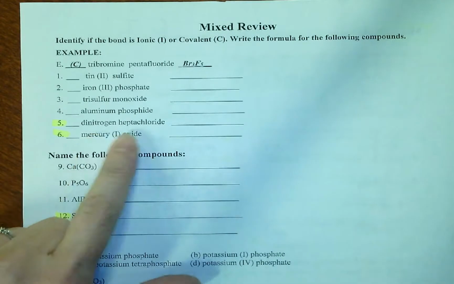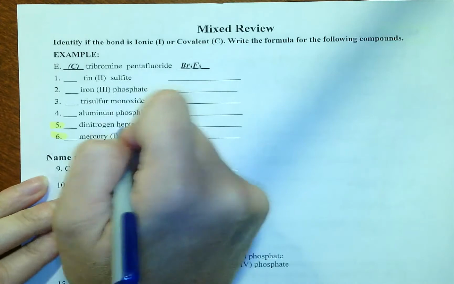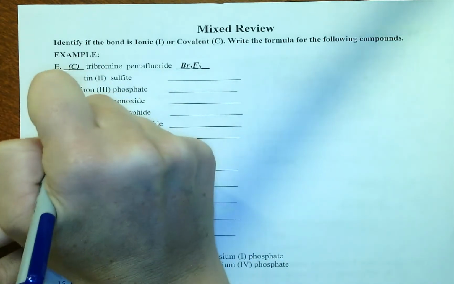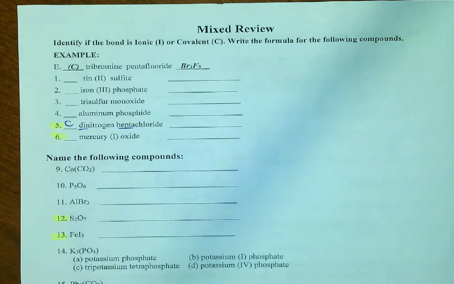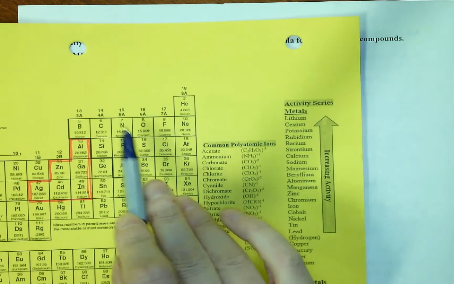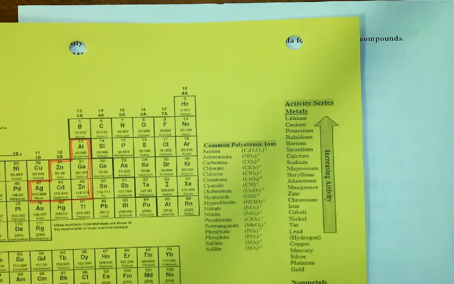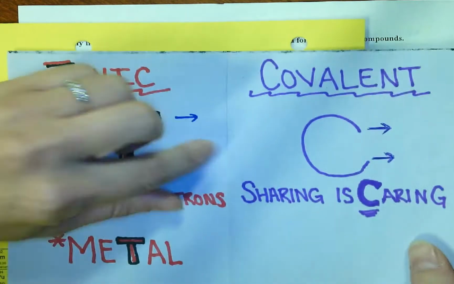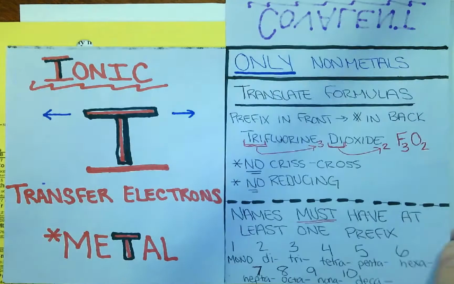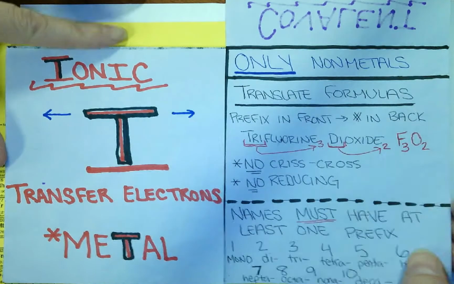Dinitrogen heptachloride. Okay, the prefixes are a dead giveaway that this is a covalent molecule. Also, the fact that nitrogen and chlorine are both nonmetals tells me that this must be covalent. So covalent formula rules. You need to be really good with this foldable, which you do not get to use on the test. Okay, so we need to know them pretty well.